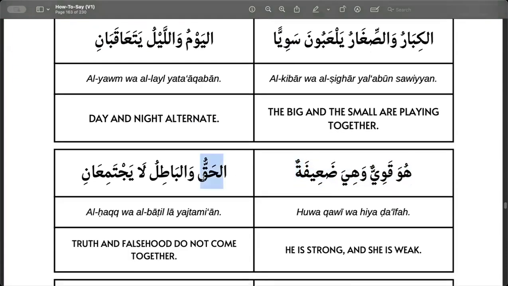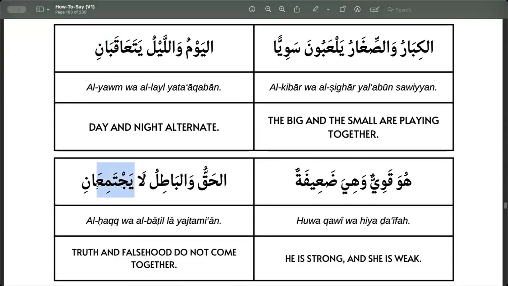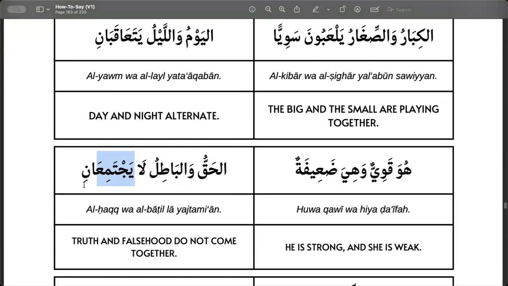وهكذا. الحق. What is the opposite of الحق? It will be الباطل. الحق means truth. باطل means falsehood. الحق والباطل لا يجتمعان. You can see the pattern now. Whenever we mention both of them and we add another verb, the verb will be in its dual form. يجتمعان. يجتمع means to come together, to be compiled, to be over one another. So لا يجتمعان, they cannot come together.